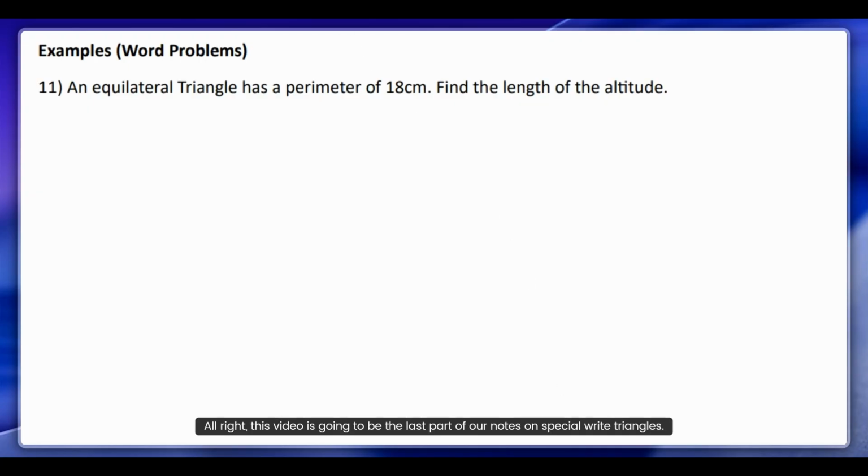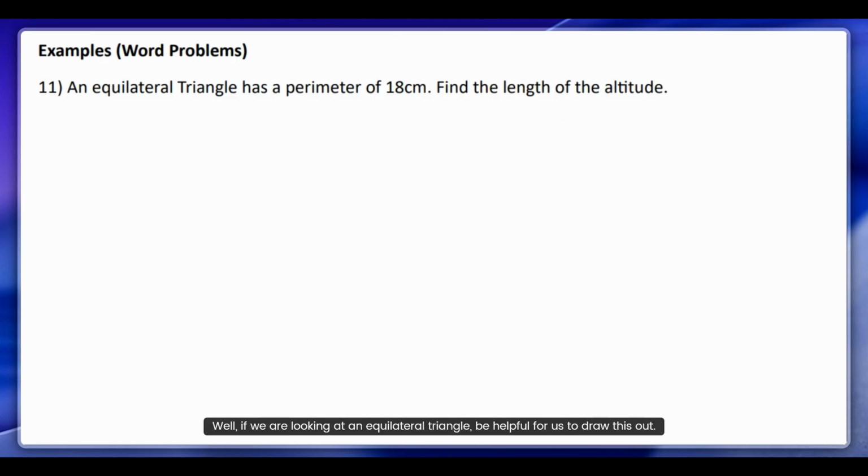All right, this video is going to be the last part of our notes on special right triangles. This video is going to focus on the word problems that we can potentially run into that involve using special rights. So let's jump into this looking at number 11. Number 11 says an equilateral triangle has a perimeter of 18 centimeters. Find the length of the altitude.